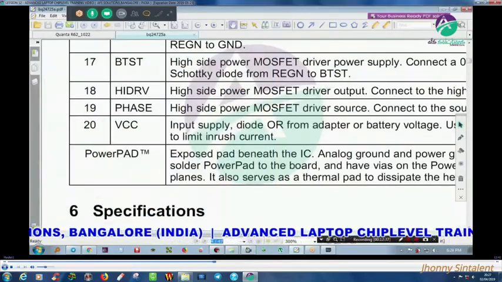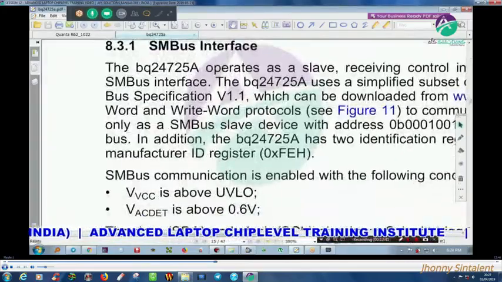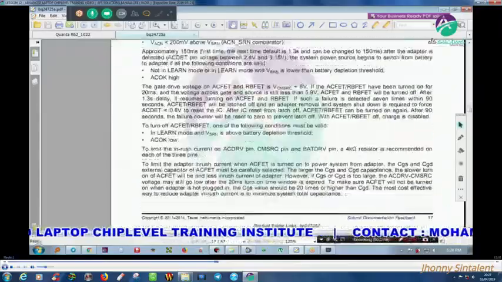Now let me go to page number 15 and to the second part. In page number 15, second part, what is it trying to tell me? Is it page number 15?